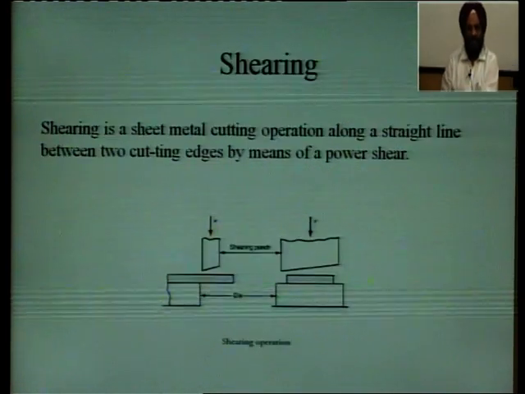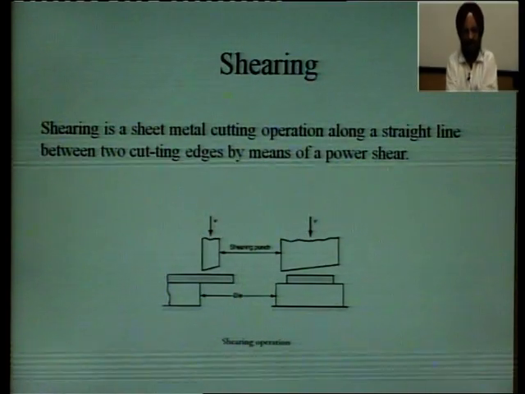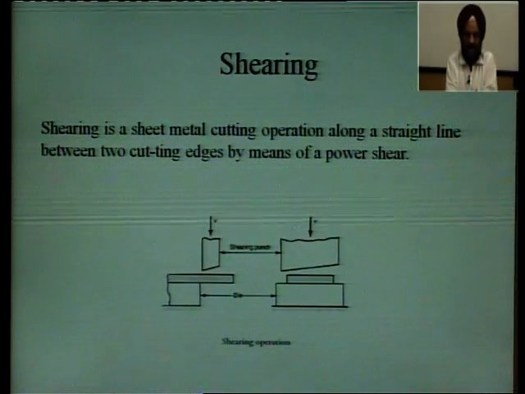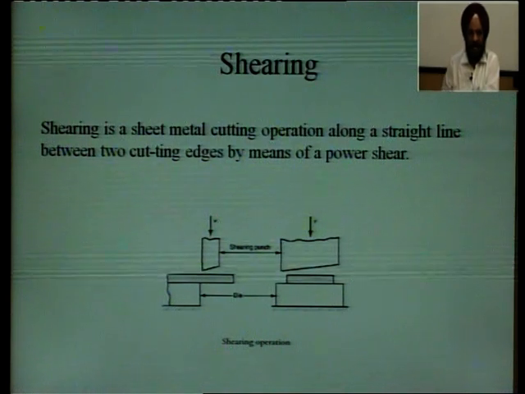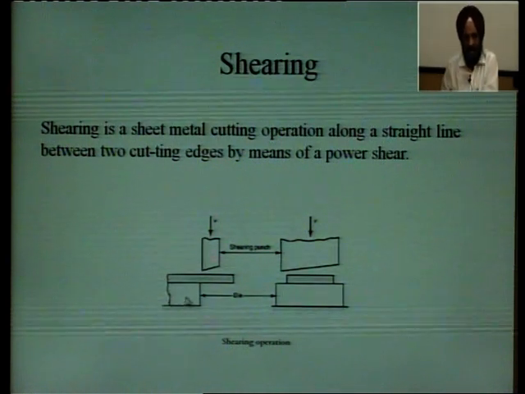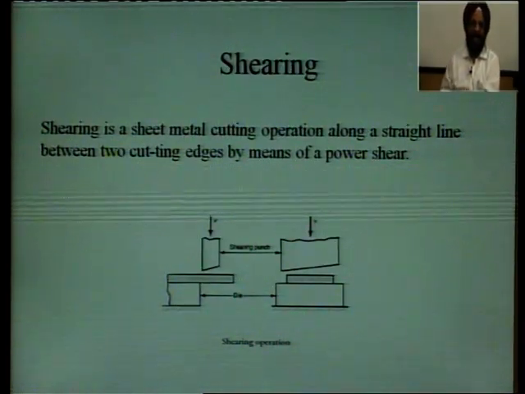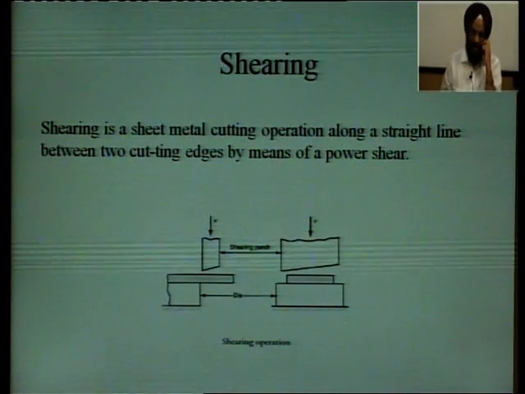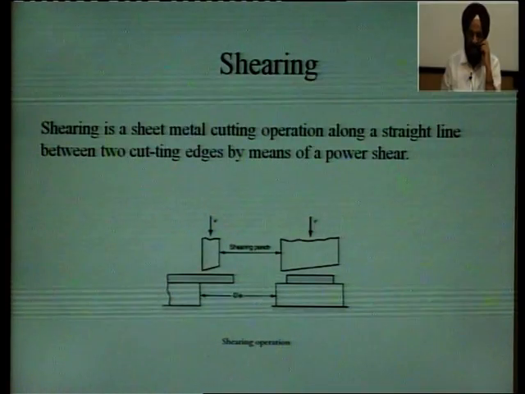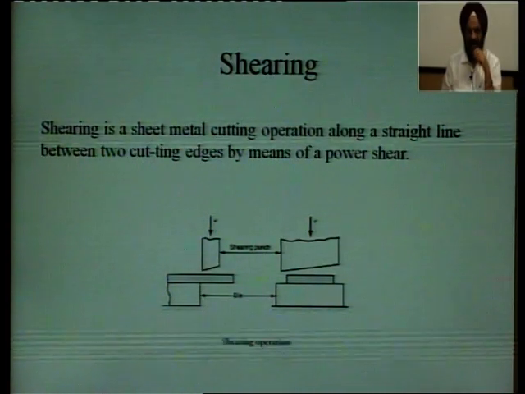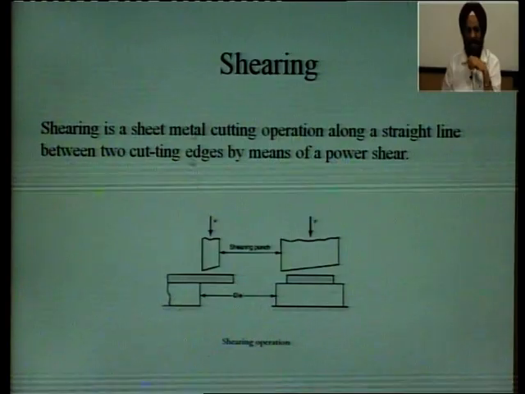We will come to it. Just see, what is shearing? Shearing is basically cutting. That means what you have is, you have a die here. You see, die is integral part of metal forming. So in sheet metal forming also, you have a die, you have a punch here.